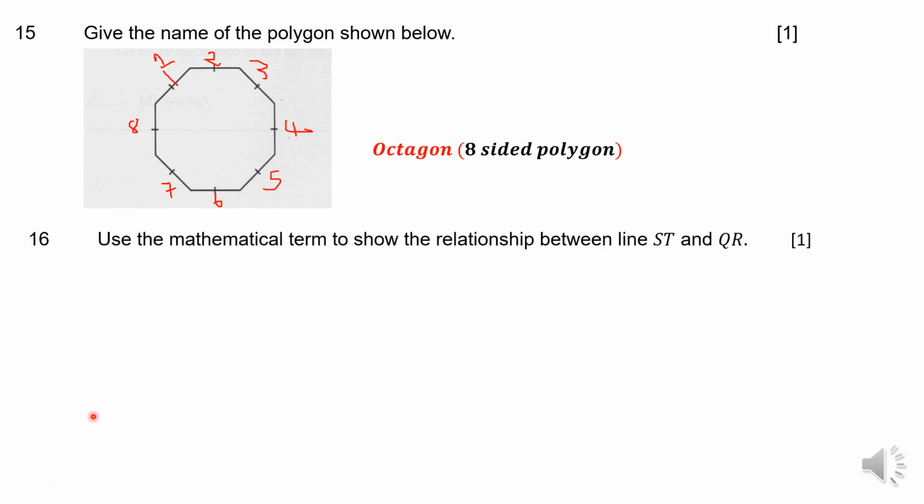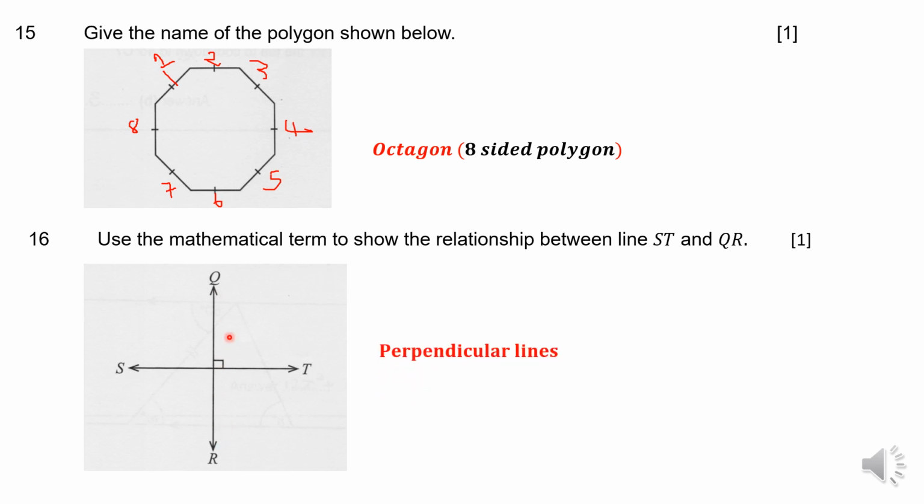Then you are supposed to also give the mathematical name that describes the relationship between the line ST and the line QR. As you can see, these lines intersect, yes, but they do so perpendicularly. At the point where they meet is 90 degrees, and they also cut each other in half. So these are perpendicular lines.